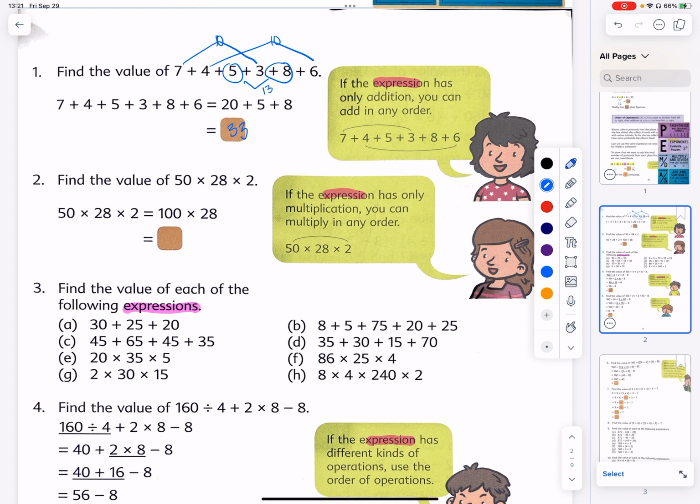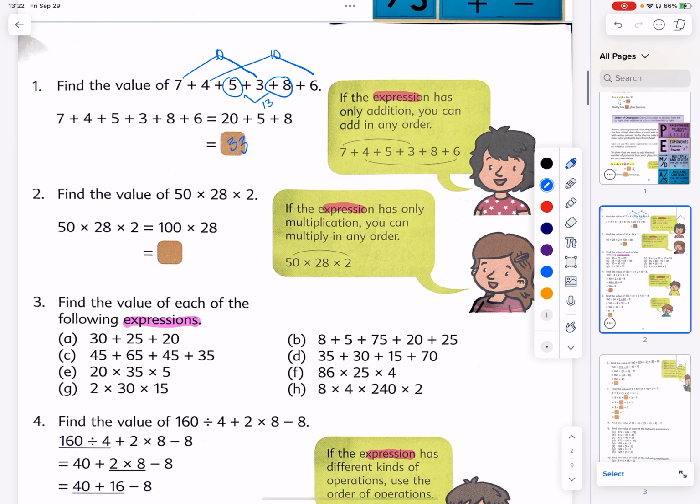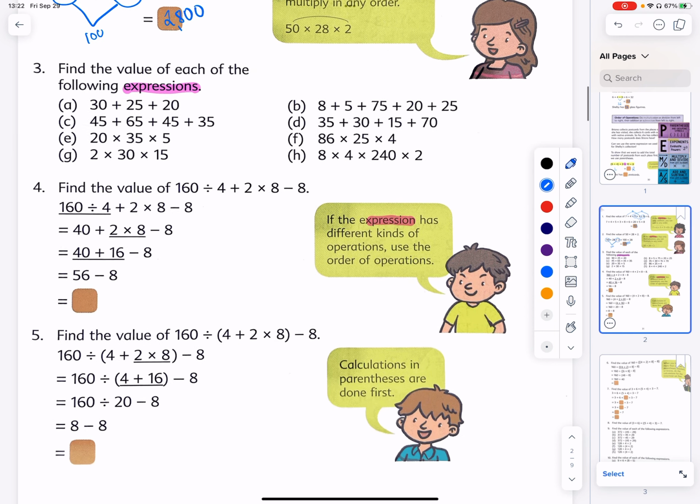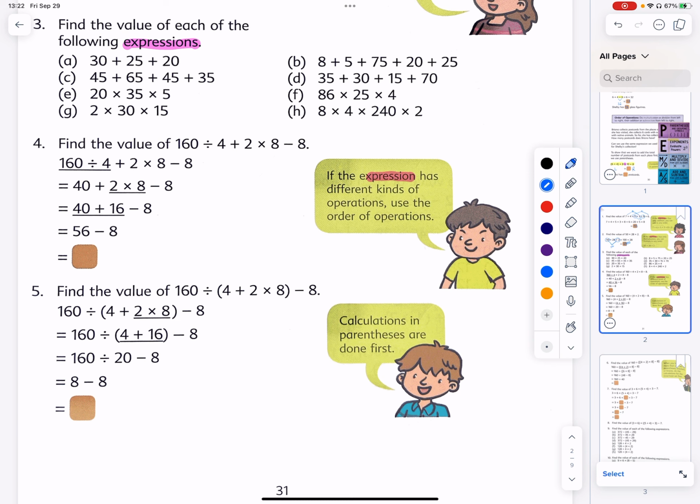Addition is commutative, meaning you can do it in any order that is easier for you to make math. The quicker you can calculate, the fewer mistakes you are making. Take a look at number 2. Find the value of 50 times 28 times 2. Again, because multiplication is repetitive addition, the same commutative rule applies, meaning you can do it in any order. And of course, 50 times 2 is the best way to make 100, and then 100 times 28 just gives you 2,800.